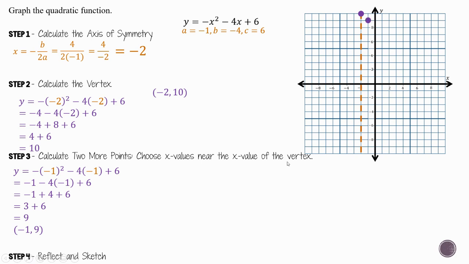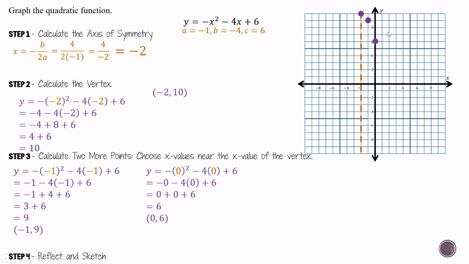So also stay on the right-hand side. I'm also going to use 0 next. So putting 0 in for x, squaring that gives us 0, times -1 is 0. -4 times 0 is 0. So we get 6. So I'll plot 0, 6.